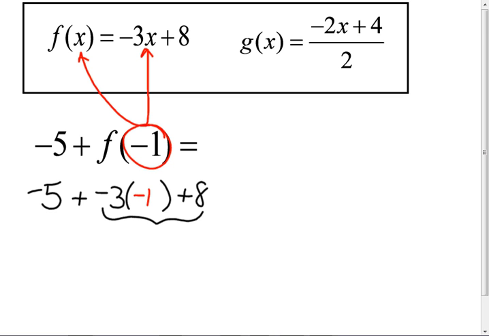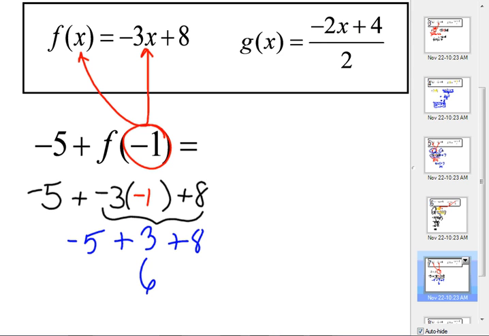Make sure you use the right function. And these are going to be all mixed up, so you're going to have to choose the right function when you do this. Yeah, it was an accident. What's the answer? Negative 5 plus 3 plus 8. The answer is 6. Good.